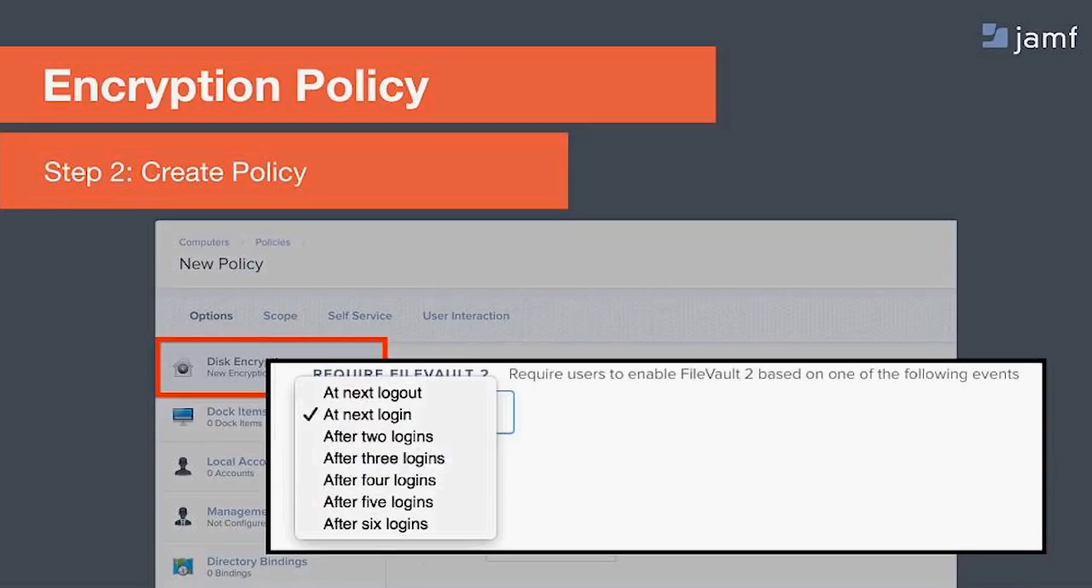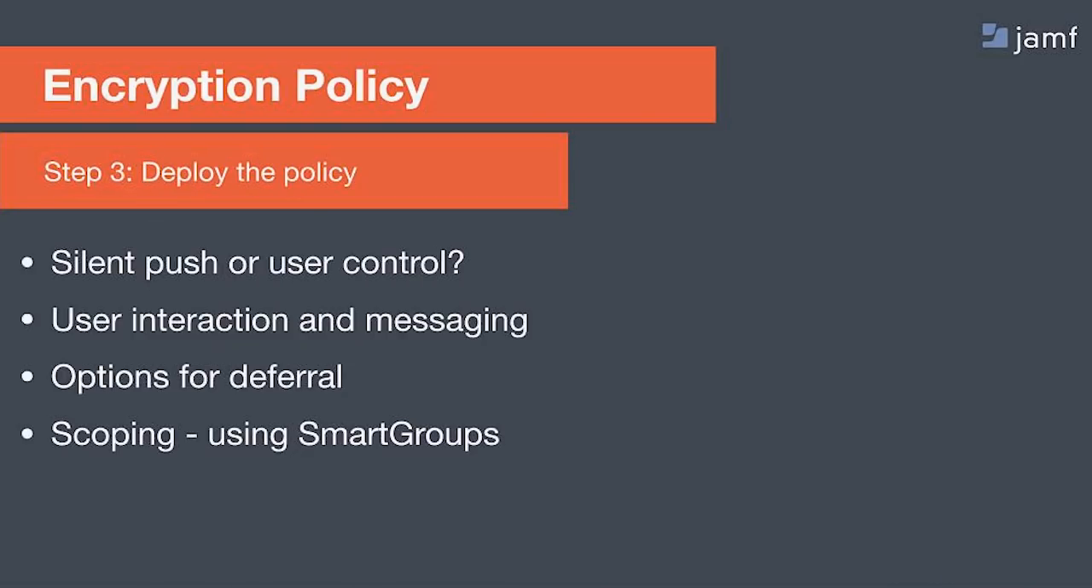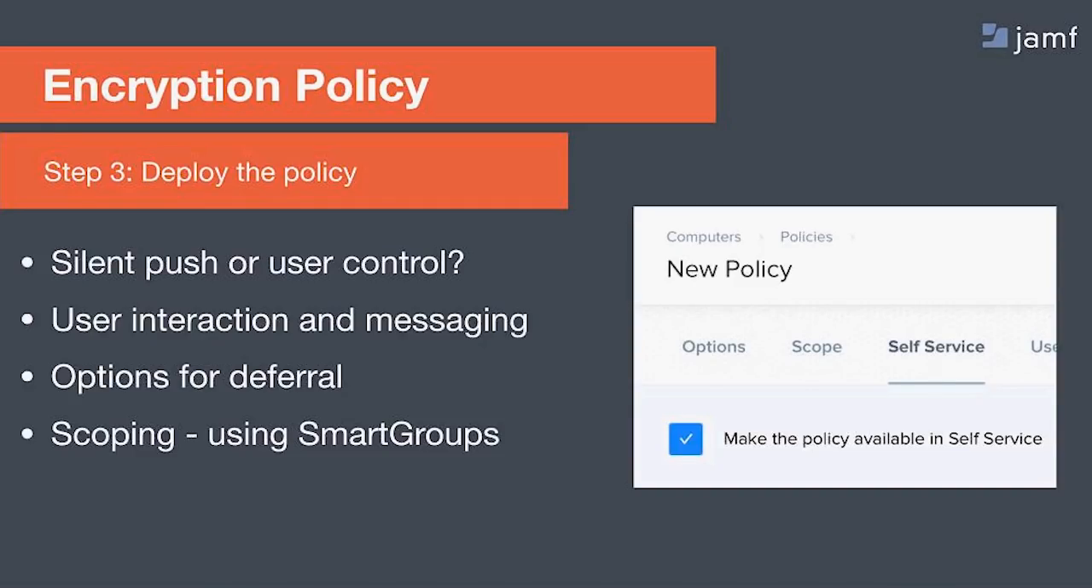Having created a policy with a disk encryption payload, we then will need to determine how to deploy the policy to end users. Some things to consider are whether or not we're pushing the policy or giving the end users the option to control the process in self-service. We recommend choosing to display a start message to your end users. This provides a way to explain what is needed and what to expect in terms of logging in and rebooting. Another thing to consider is, do we want to give them the option to defer the policy?